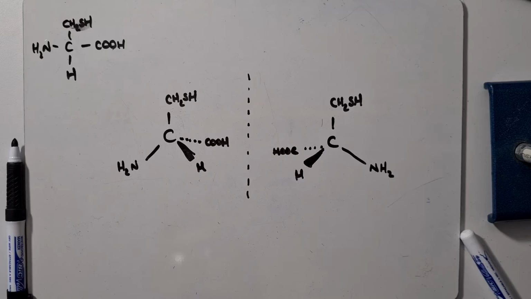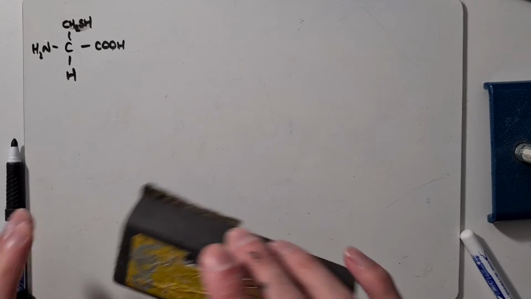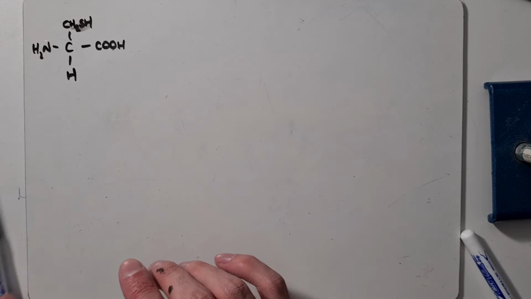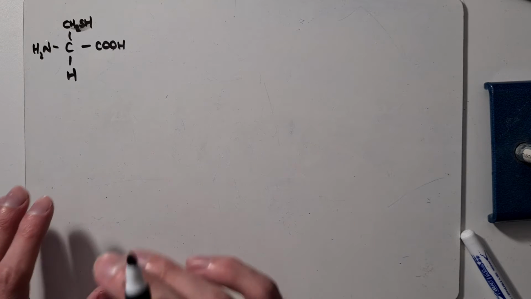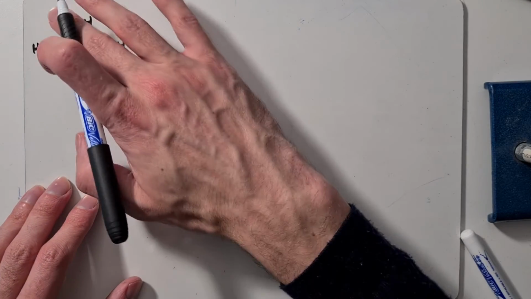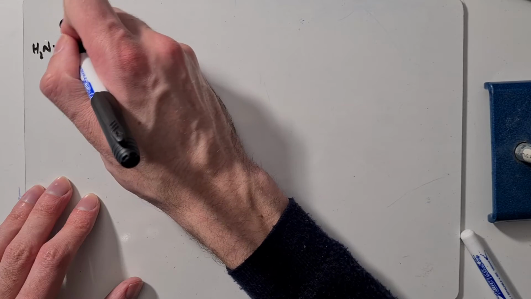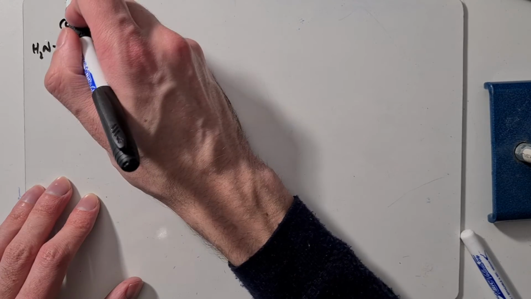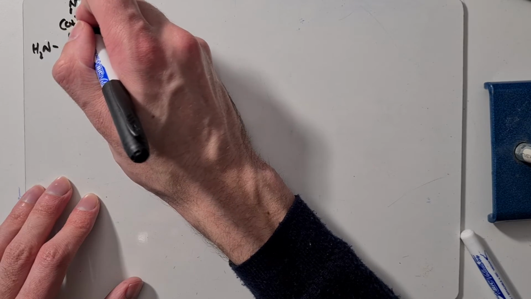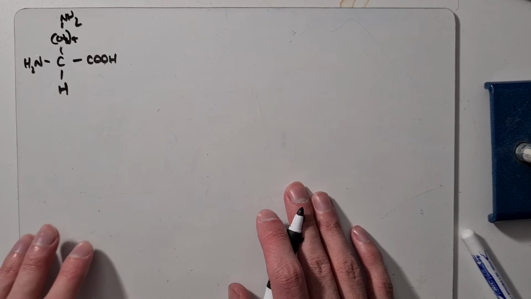In part B, it says the amino acid lysine reacts with an excess of dilute hydrochloric acid to form a salt. Draw the structure of the salt formed in this reaction. So its R group is an alkyl chain followed by an amine group at the end. So this is important. It's got two amine groups.